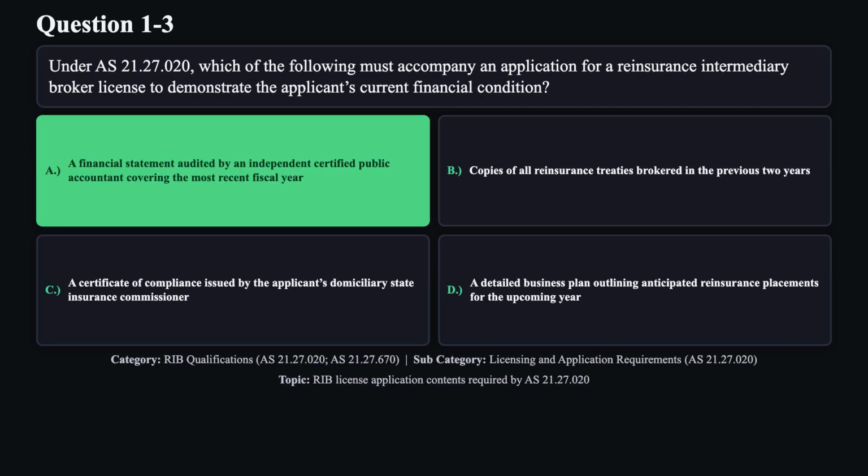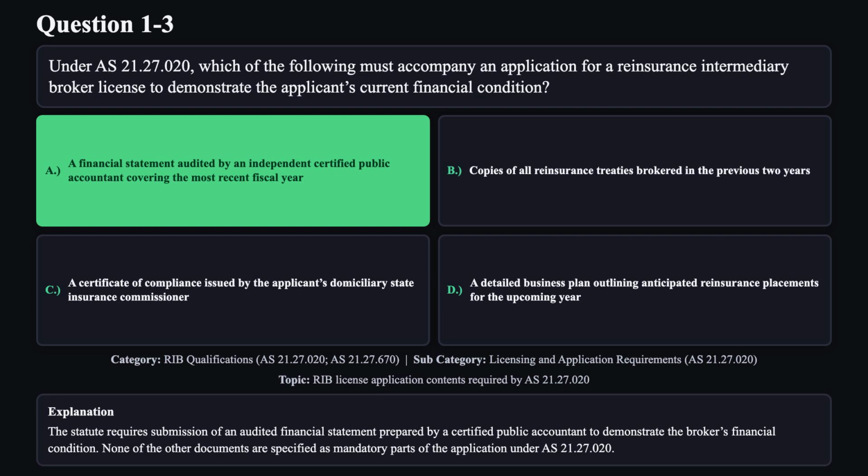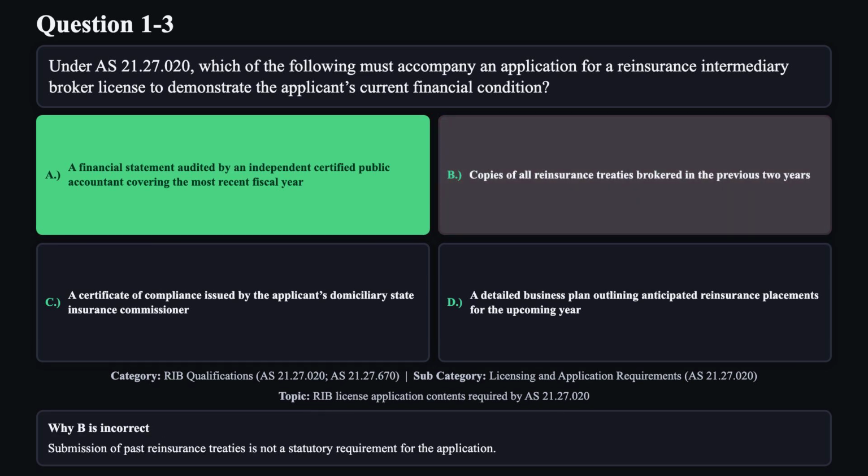The correct answer is A. The statute requires submission of an audited financial statement prepared by a certified public accountant to demonstrate the broker's financial condition. None of the other documents are specified as mandatory parts of the application under AS 21.27.020. Reason B is not correct.